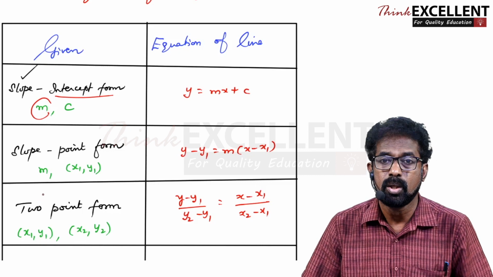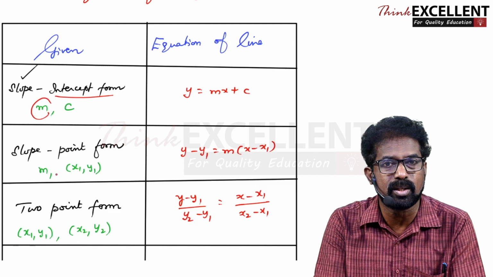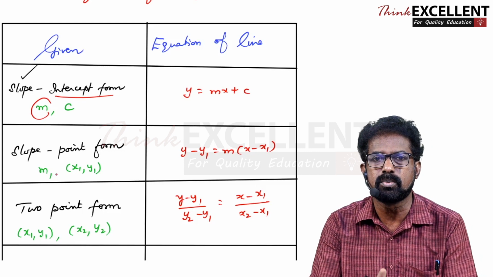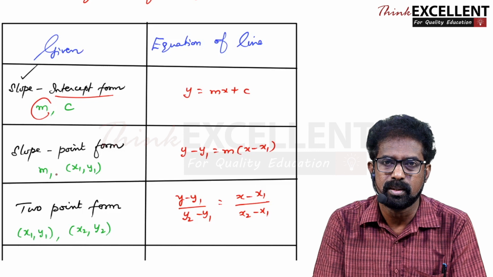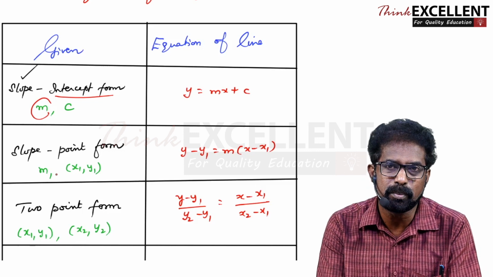And the third one, two point form. Two points will be given. Seeing two points, you should not just write any formula. Some students, seeing two points, write y2 minus y1 by x2 minus x1. Yes, that's a formula. For what? To find the slope. There are many such cases for slope, right?